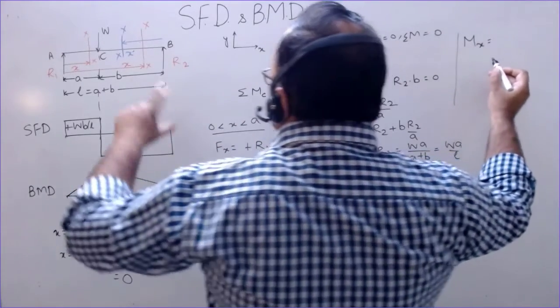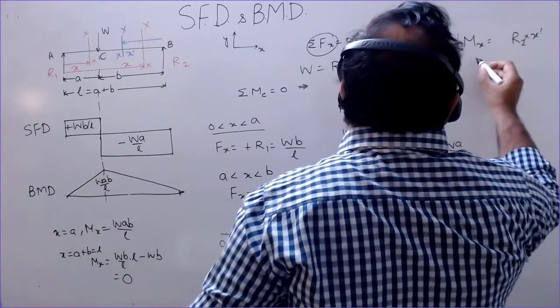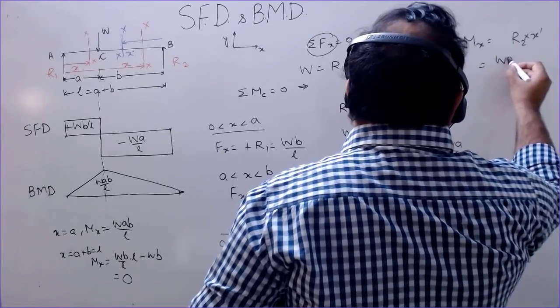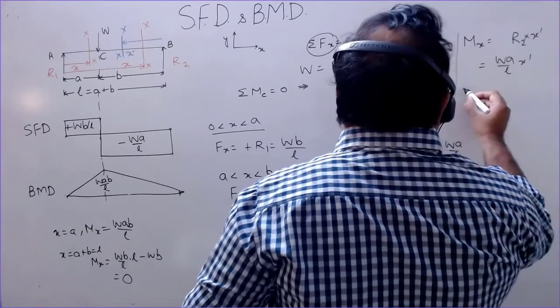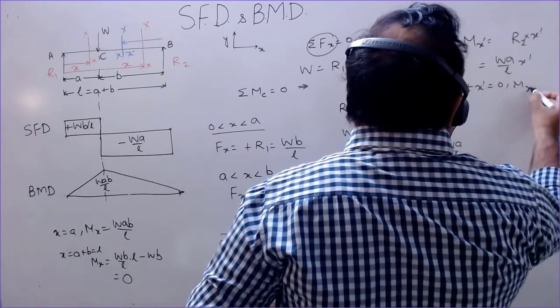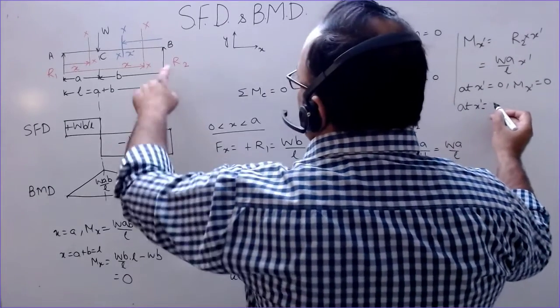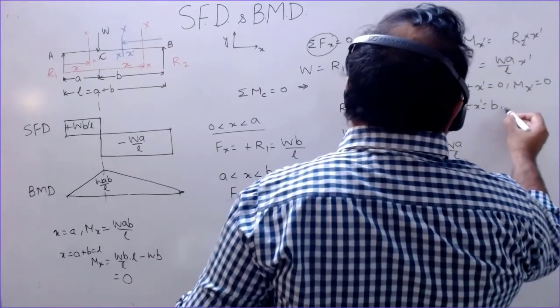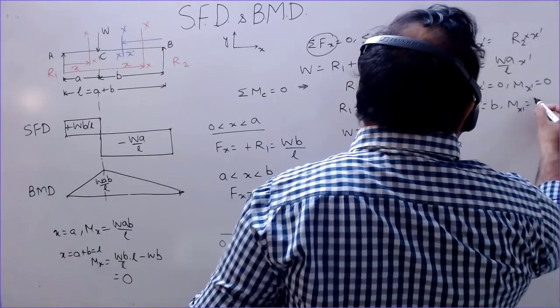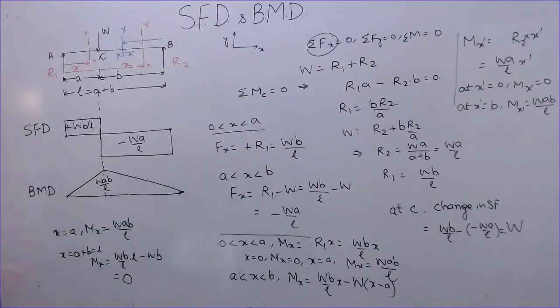I will show it here. Mx dash is equal to R2 multiplied by x dash. So that is Wa by L into x dash. So at x dash equal to 0, Mx dash is 0, and at x dash equal to this distance b, the bending moment Mx dash is Wab divided by L. So it is also a straight line. So this is how you can draw the bending moment diagram and shear force diagram for a beam.